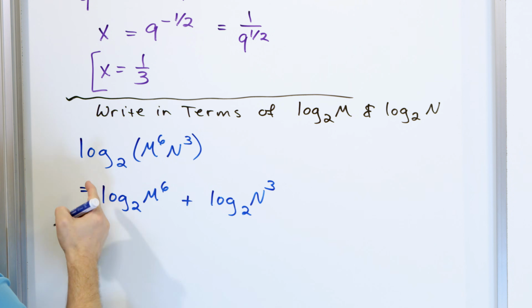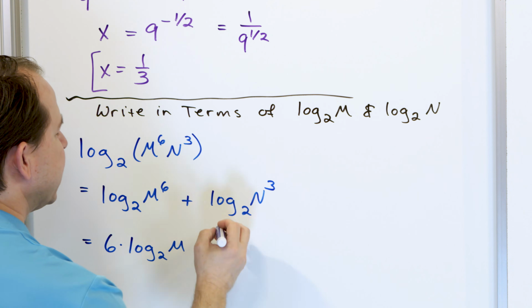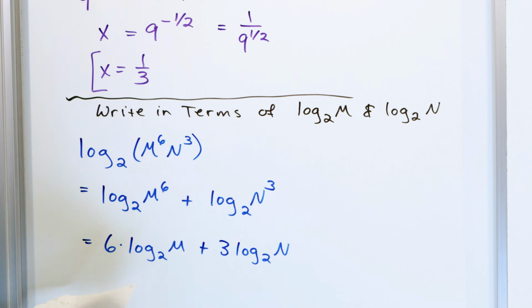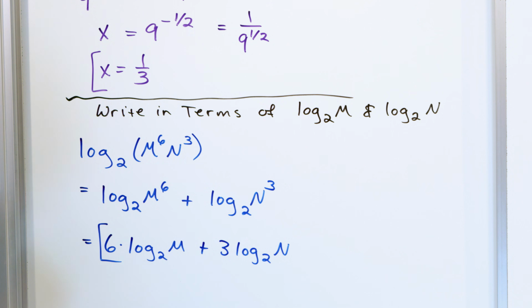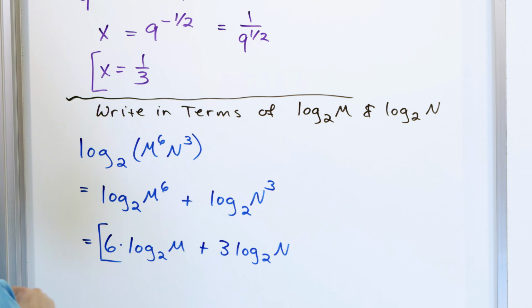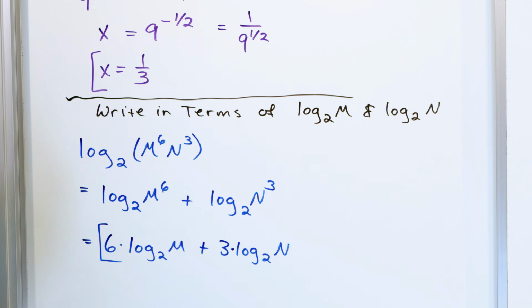The 6 can come in front of the log, making 6 times log base 2 of m, plus sign stays here. The 3 can come out in front, log base 2 of n. 6 log base 2 of m plus 3 log base 2 of n. This is the final answer. So we had to write these in terms of log base 2 of m and log base 2 of n. That's exactly what we've done. All right, put a little dot here if you want to denote the multiplication.